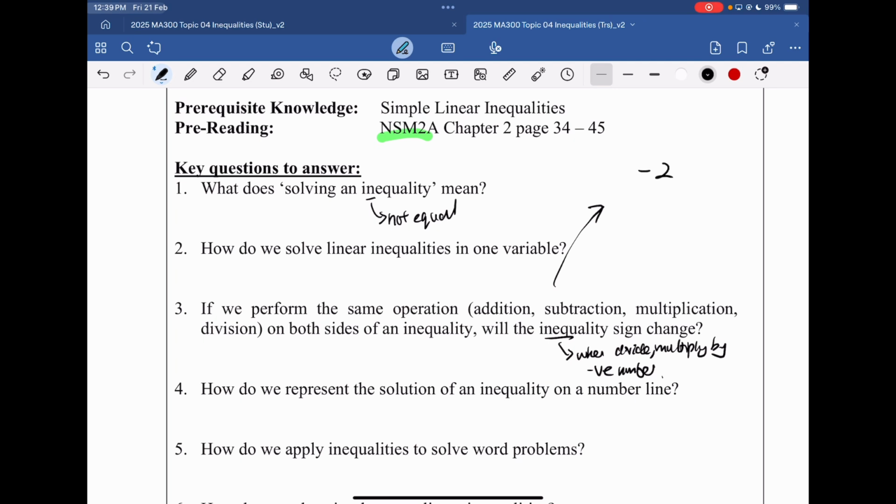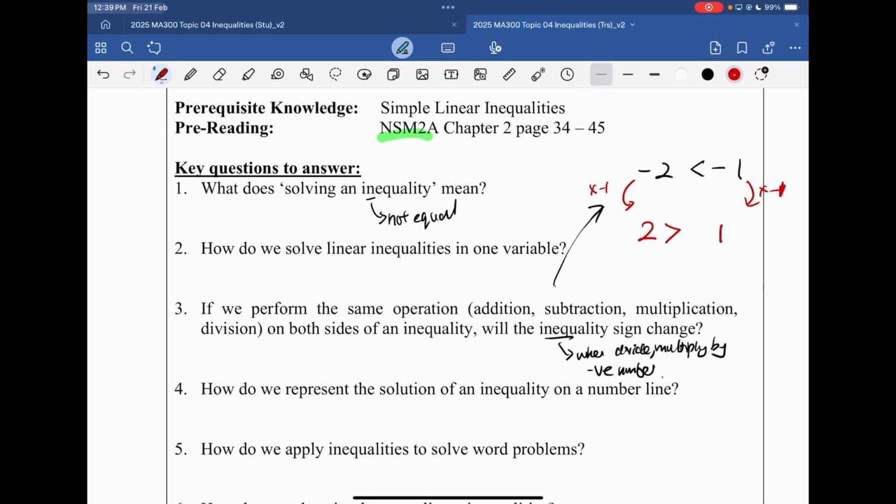For example, if you have negative 2 is less than negative 1. Am I right? But if from here I multiply both sides by negative 1, negative 2 becomes 2, and negative 1 times negative 1 becomes 1. What happens to the inequality sign? It switches.